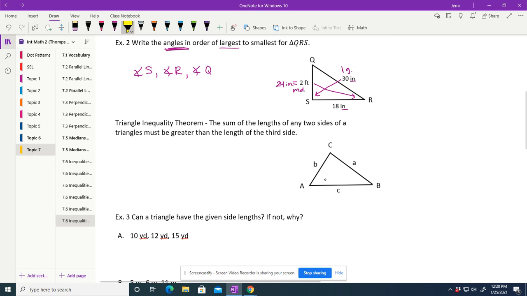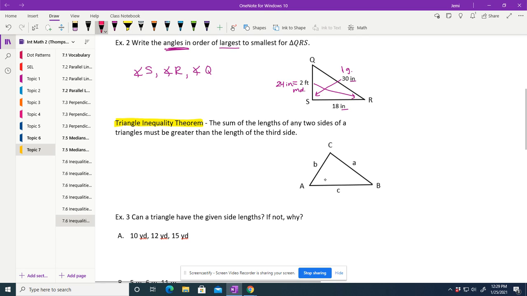So you may want to highlight this or underline it. Triangle inequality theorem here. The sum of the lengths of any two sides of a triangle must be greater than the length of the third side.